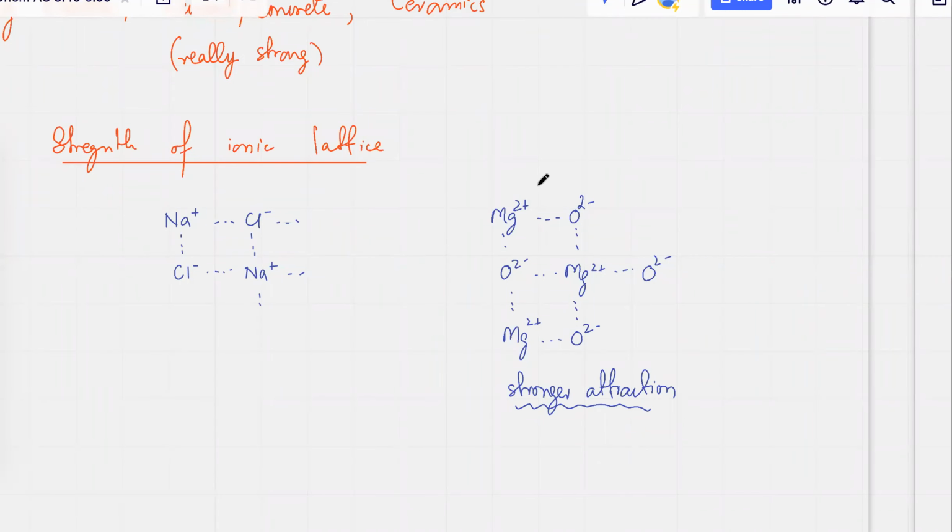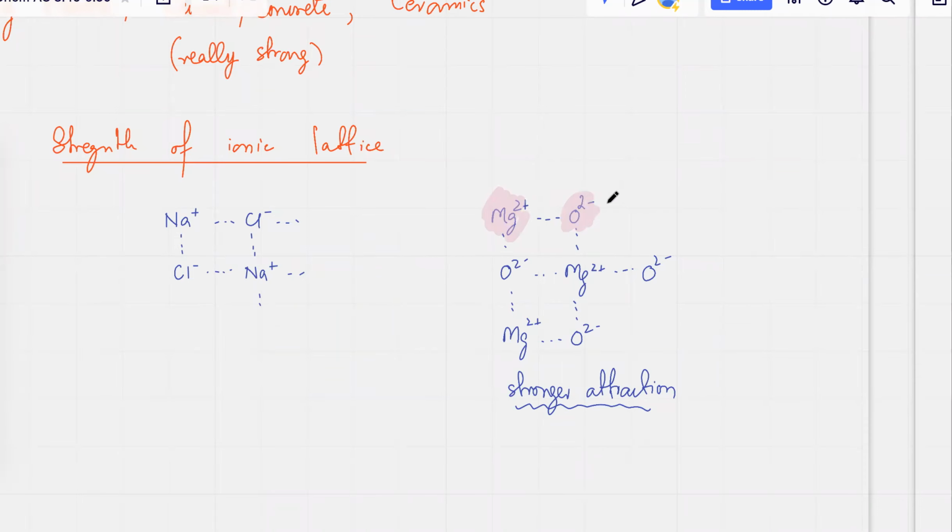The electrons, more electrons are bonded together. No, it's not more. The thing is, why is there attraction? A positive ion attracts a negative ion, right? So what you have is a positive ion, which is Mg, and a negative ion. So the attraction is because of the charge. There's +2 and there's -2.